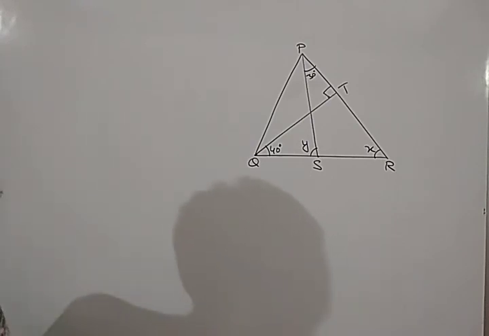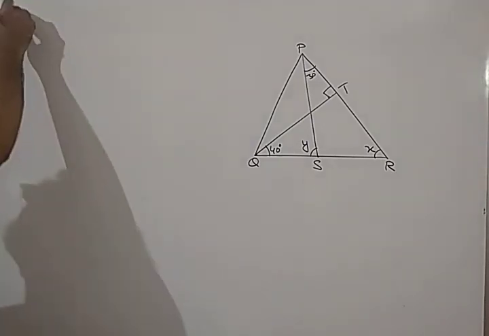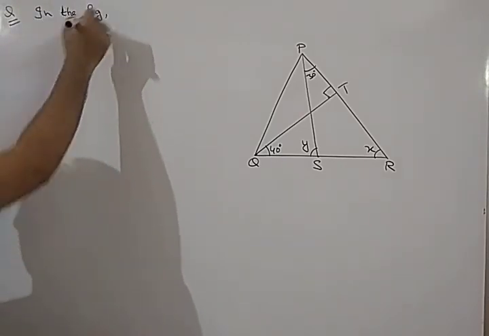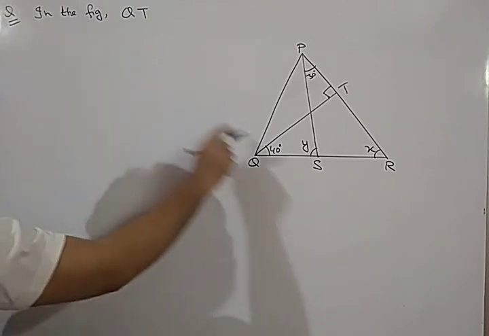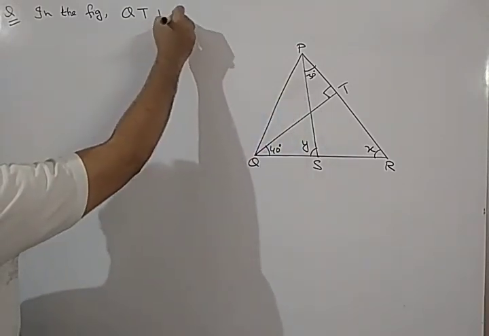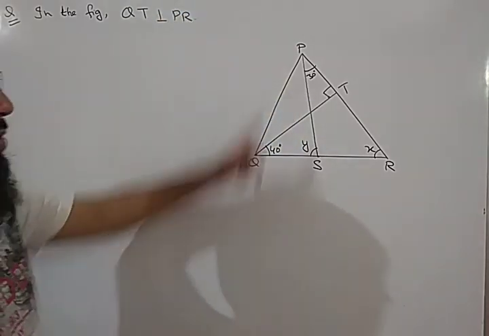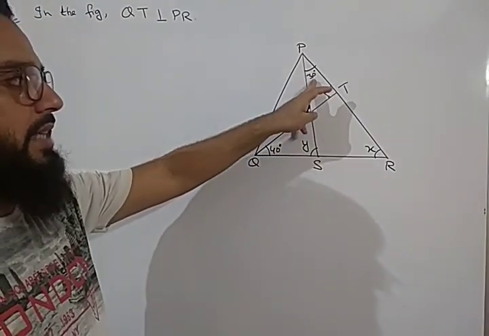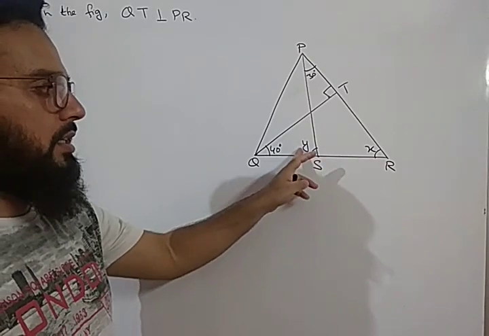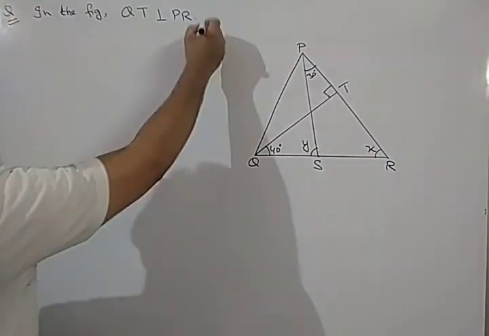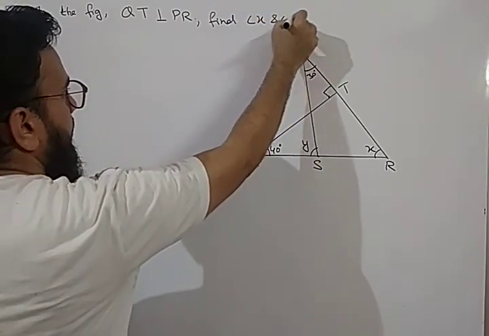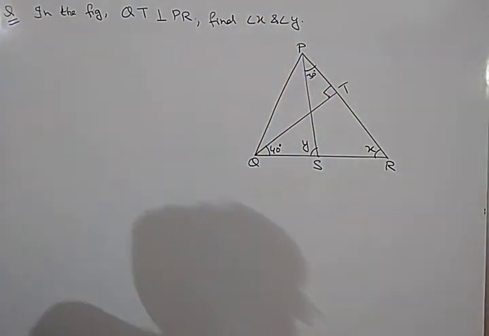So we have been given this figure. Note down the question. In the given figure, the most important thing is that QT is perpendicular to PR. PQR is a triangle, QT is perpendicular to PR, and these angles are given. This angle is 30, this angle is 40, this is Y, and this is X. We have to find the value of X and Y. Find angle X and angle Y. This is what we have to find out.